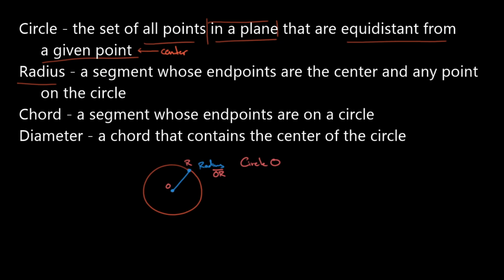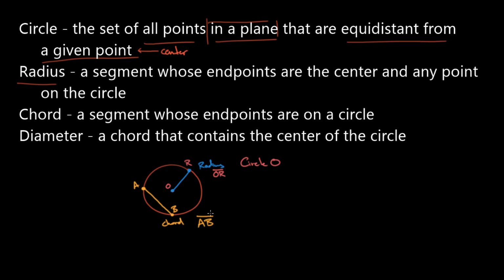And then a chord is something that if I pick 2 points that are on the circle, the chord is the segment that joins those 2 points. So this is a chord. I'll name these two. Let's go with A and B. So this will be chord AB, which is also just a segment, but it's just a segment that has 2 endpoints that are on the circle.